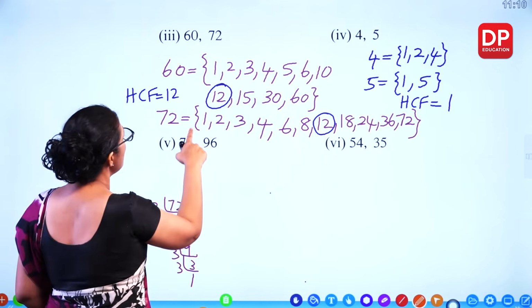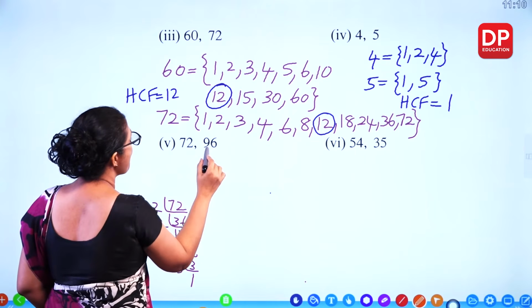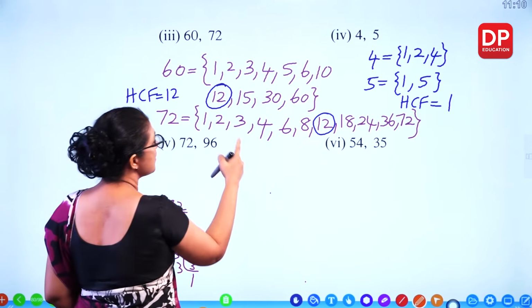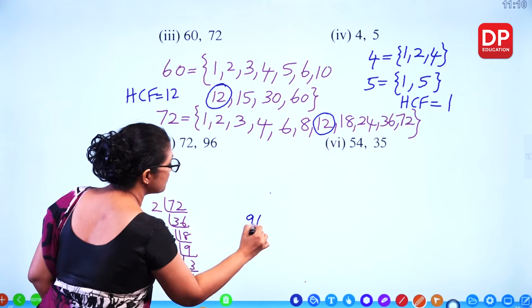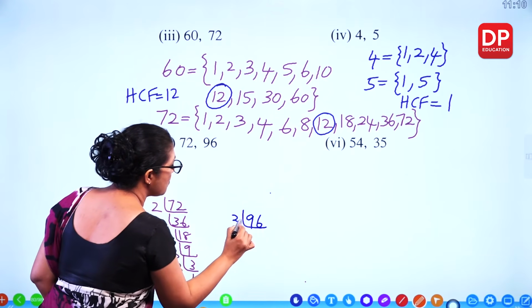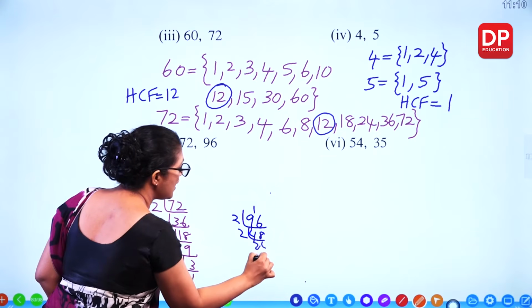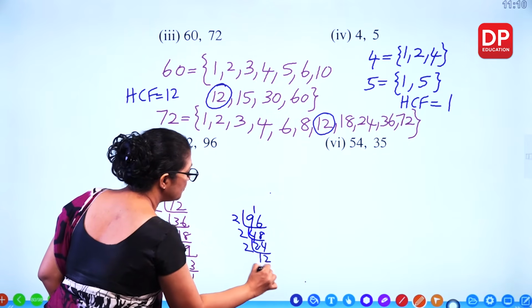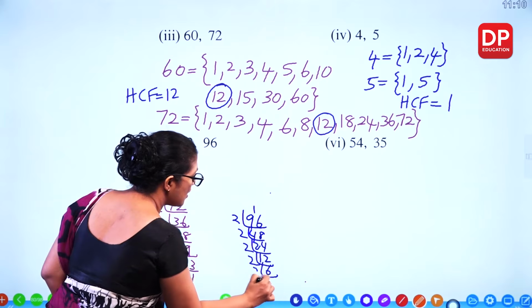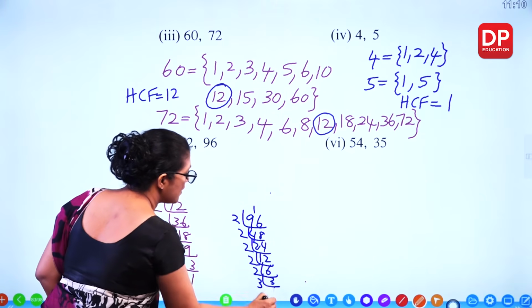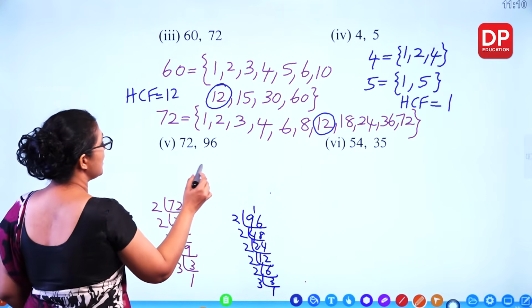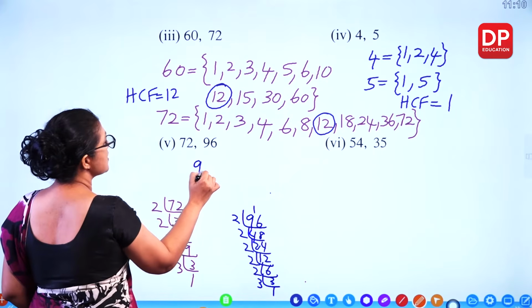72, we did that before. We'll do 96. Divide by 2. Divide by 2 again. Divide by 2, 2 again. And finally with 3. So what are the factors of 96?